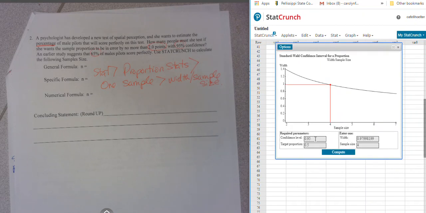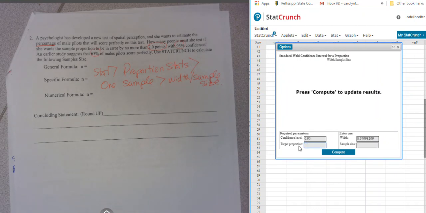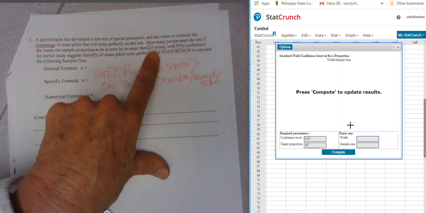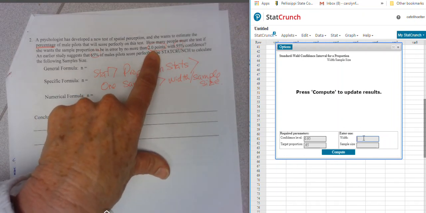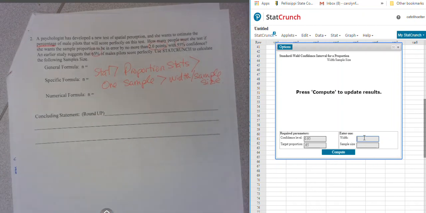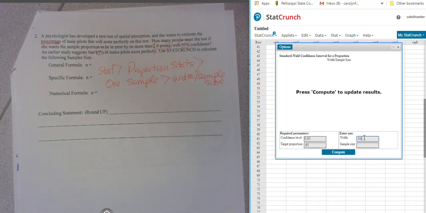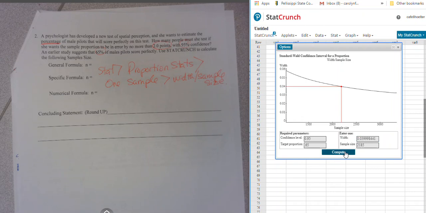Our confidence level, 95%. Target proportion, we do have that prior study suggesting that 65% of pilots score perfectly on this test. Now our width, that's 2 times our margin of error. So we want to be accurate within 2 points. Here's our 2 points, so that's 2%. So our width is 2 times 2%, which is 4%. So this becomes 0.04 and hit compute. So there it is. That's our sample size. We need to ask 2,185 pilots.